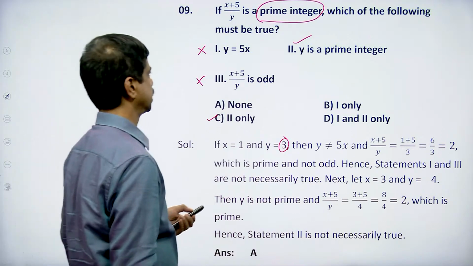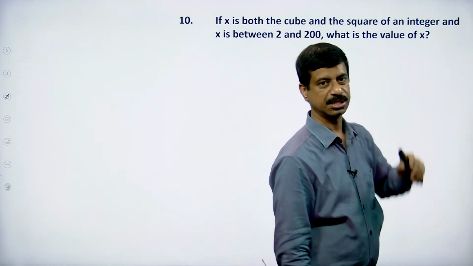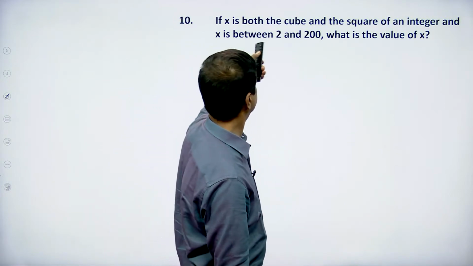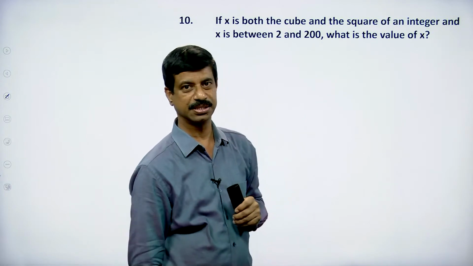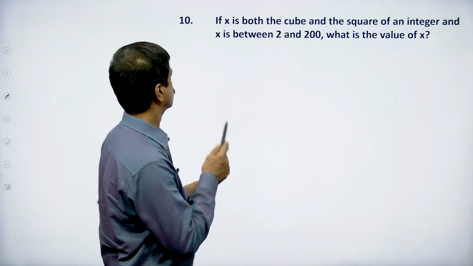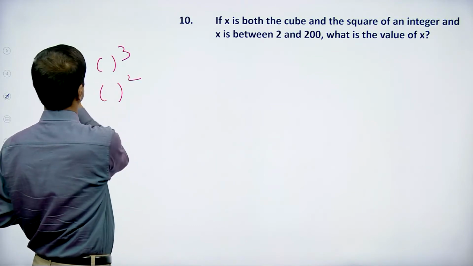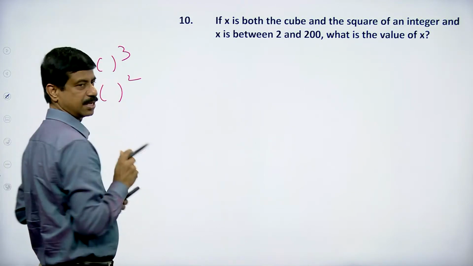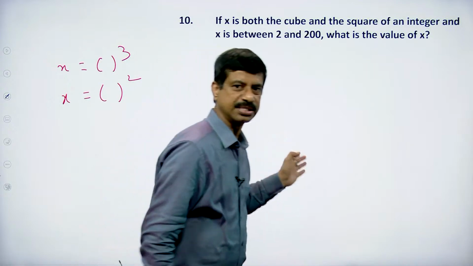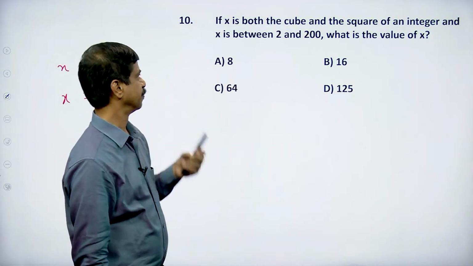Okay, children, let us move to the next question. Look at this. If x is both the cube and the square of some integer, and x is between 2 and 200, what is the value of x? So, children, this is a very important and very beautiful question. X is something whole cube and as well as something whole square also, and it is a number between 2 and 200. So now he is asking to find out the value of x.